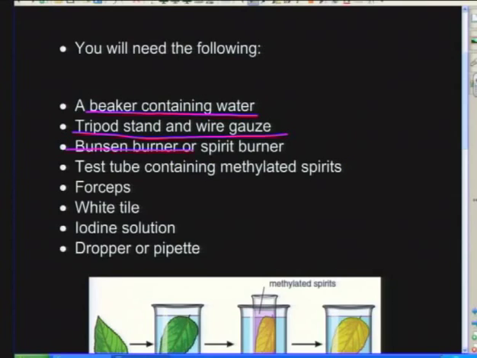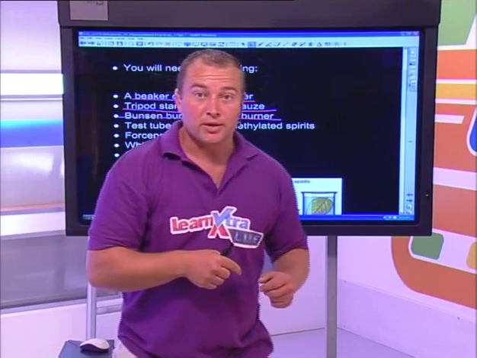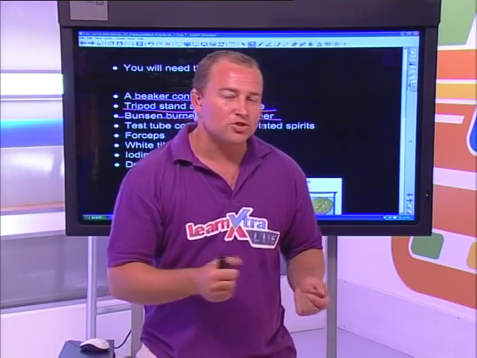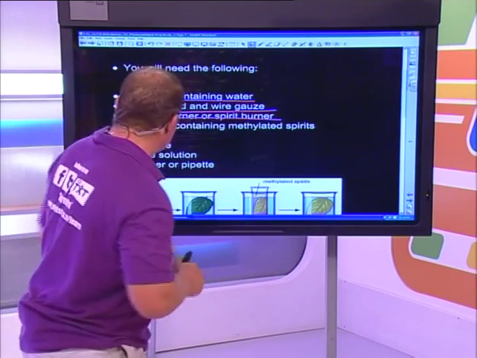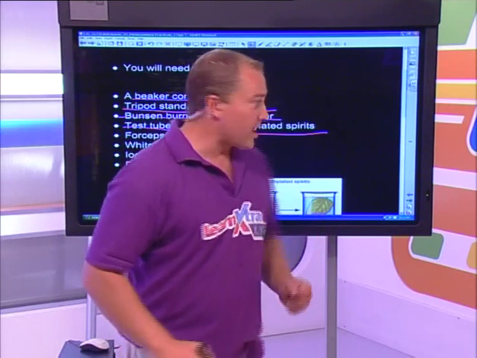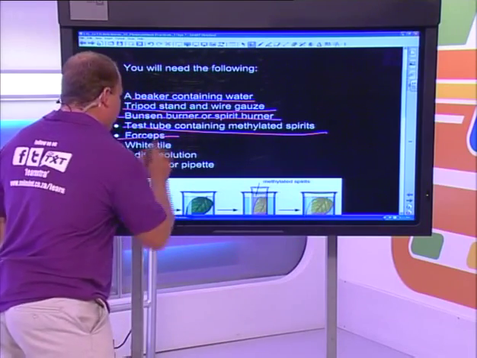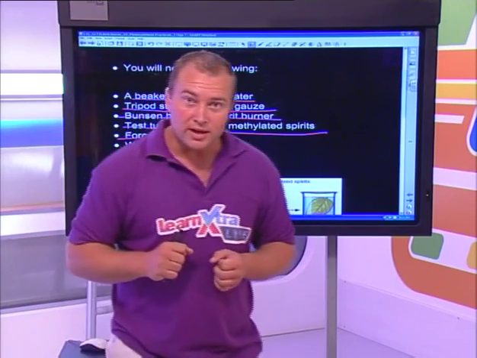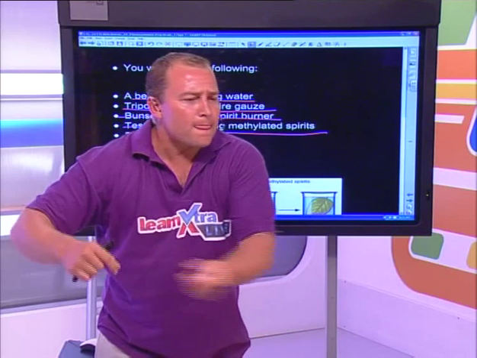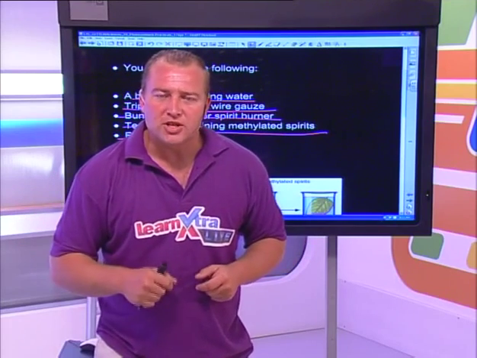We need a Bunsen burner or a spirit burner. I put out a Bunsen burner, okay? And if you don't know what a spirit burner is, I'm going to show you as well. I brought one just to show you because I'm feeling nice, right? Then you need a test tube containing methylated spirits or alcohol. You need forceps to hold certain things. Yes. You need a white towel. We're not going to use a white towel. I brought some plastic to put it on so that you can see it quite nicely.